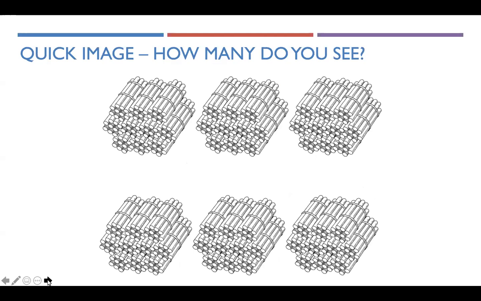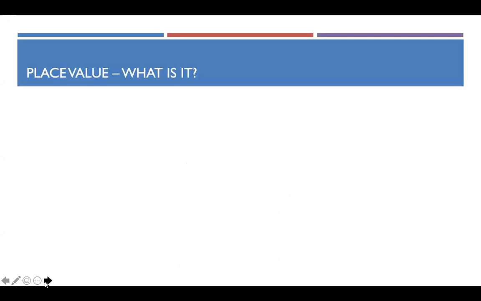And now if we look at here, how many bundles of 10 do we have? How many do you think are in one of these? Hint, right? There are 10 bundles of 10, and we have 6 of them. So that's what we want to think about when we're thinking about place value.